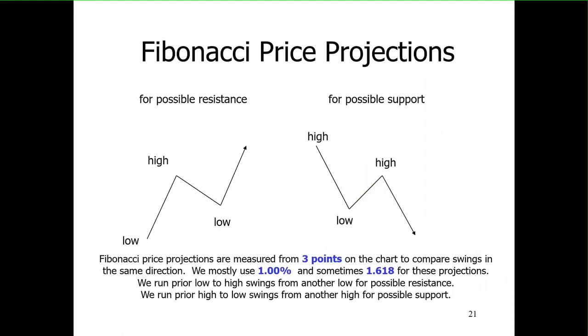The third type of price relationship I use is where you are allowed to use 3 points on a chart to run possible support or resistance. In this case, if you measure a low to a high, then you're going to project from another low for possible resistance. I'm always using 100% and then sometimes 1618. So we'd look for resistance at 100% of the first swing up and potentially 1618. You'd look for possible support if you project from the lower high of 100% or 1618.